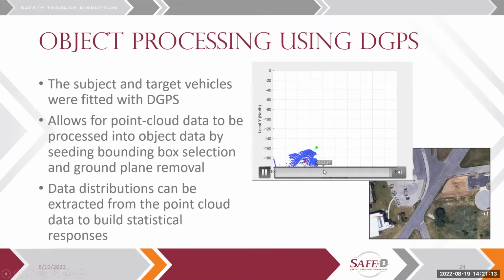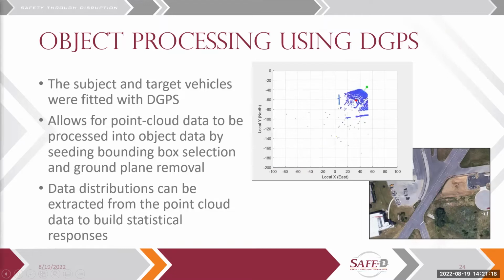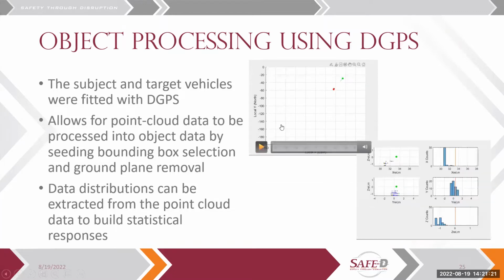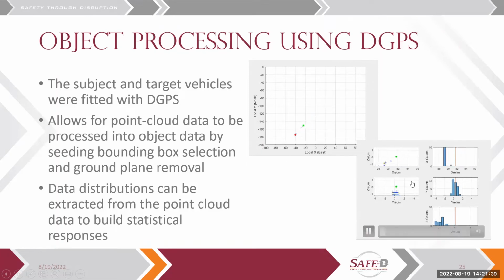That's a whole lot of unnecessary data, and we're able to reduce that down into just the points that are relevant to the target vehicle by using the known location, using the differential GPS. And once we have the data relevant to the object, we're able to evaluate some of the responses here. You can see the point clouds getting denser and denser as we get closer and closer to the vehicle, and then they decrease and get smaller.